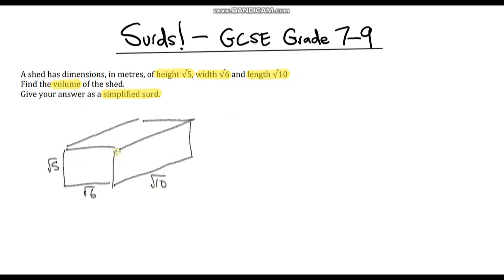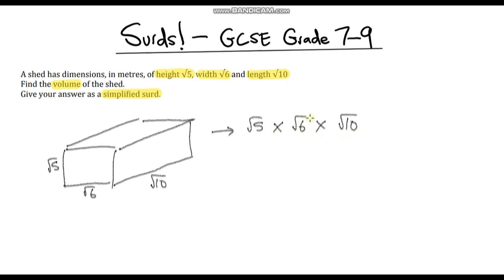To calculate the volume of any cuboid, we just need to multiply all of the dimensions together. So we're going to have √5 multiplied by √6 multiplied by √10. Now we need to evaluate this and give our answer as a simplified surd. The easiest way I can think of doing this is, first of all, if we simplify all of these surds, well, they are all already simplified.